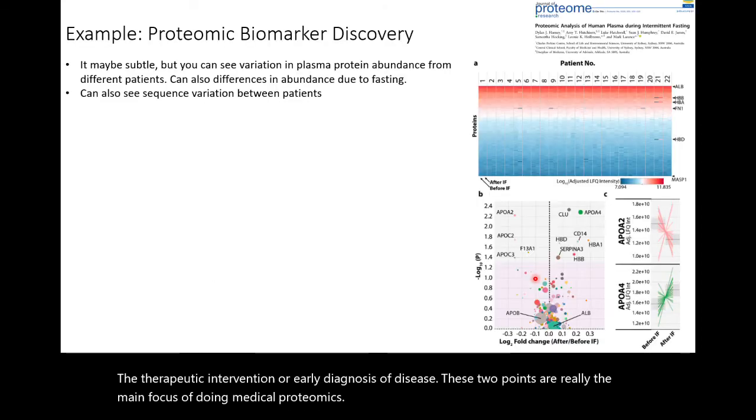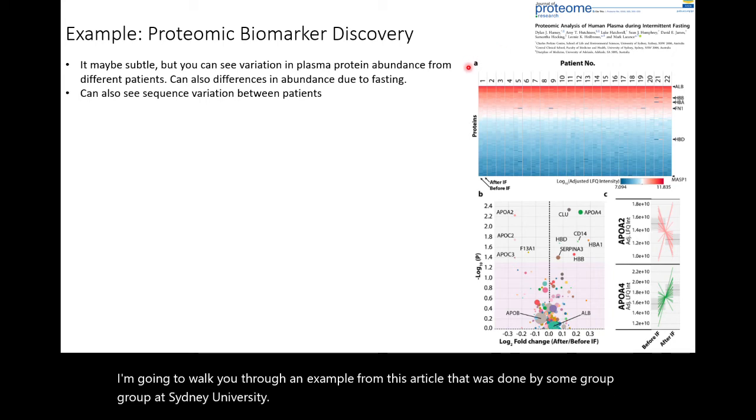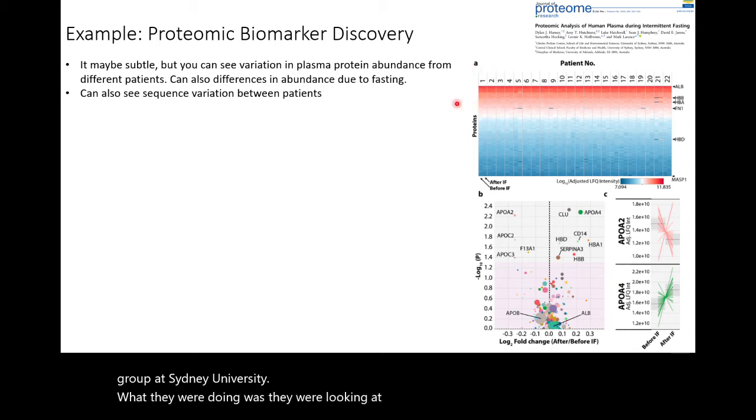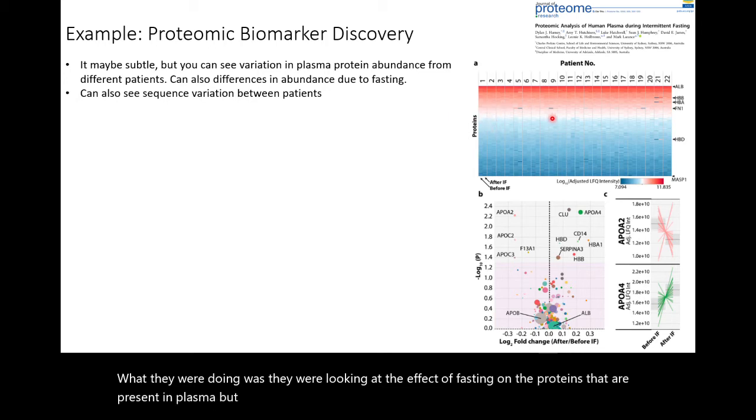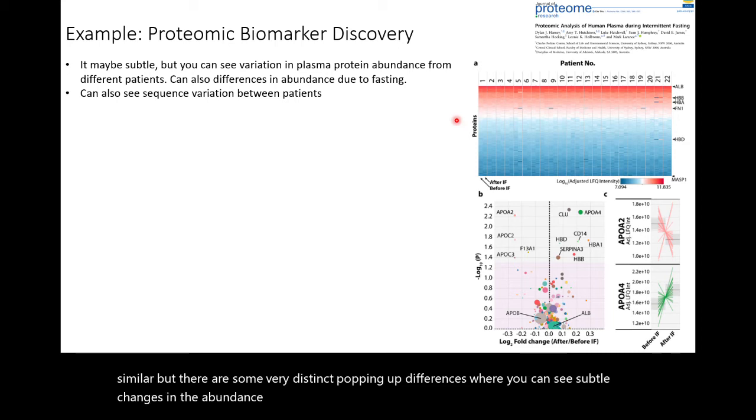So now I'm going to walk you through an example from this article that was done by some group at Sydney University. And what they were doing was looking at the effect of fasting on the proteins that are present in plasma. But it may be subtle. I mean, the color scheme here looks relatively similar, but there are some very distinct differences popping up, where you can see subtle changes in the abundance that's due to fasting, but you can also see some protein sequence variation patient to patient.